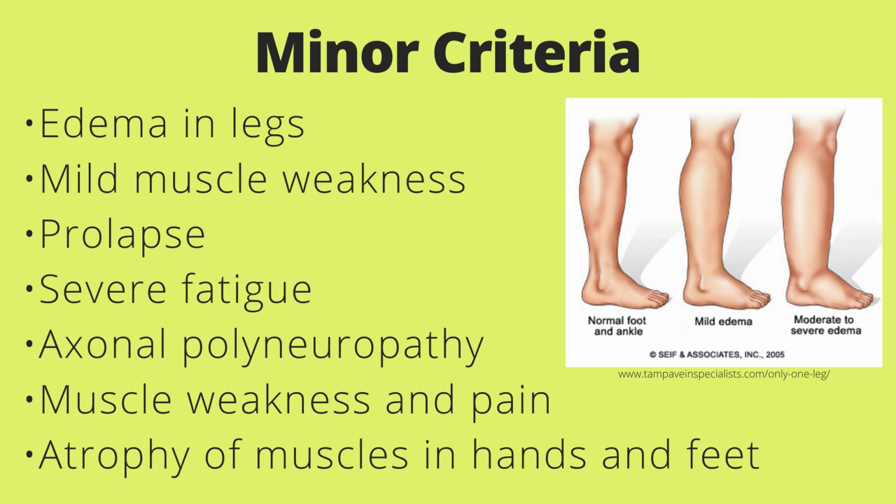to hold it up. Axonal polyneuropathy suggests that multiple axons in the nervous system are not functioning how they should. This often leads to neuropathic pain or delayed or impaired nervous system responses. Finally, atrophy essentially suggests muscle wasting.